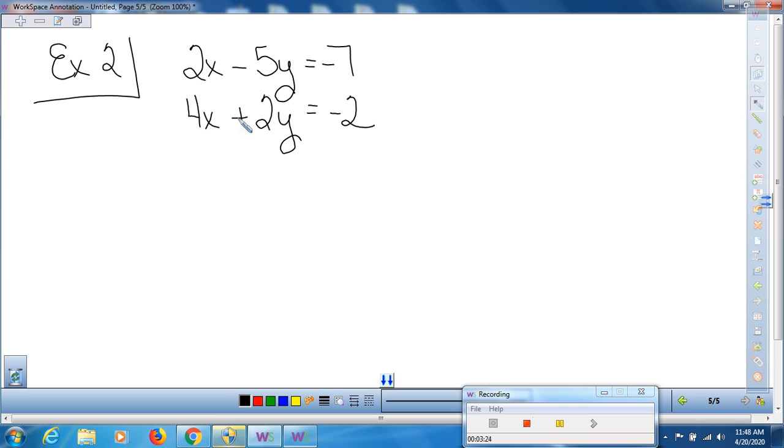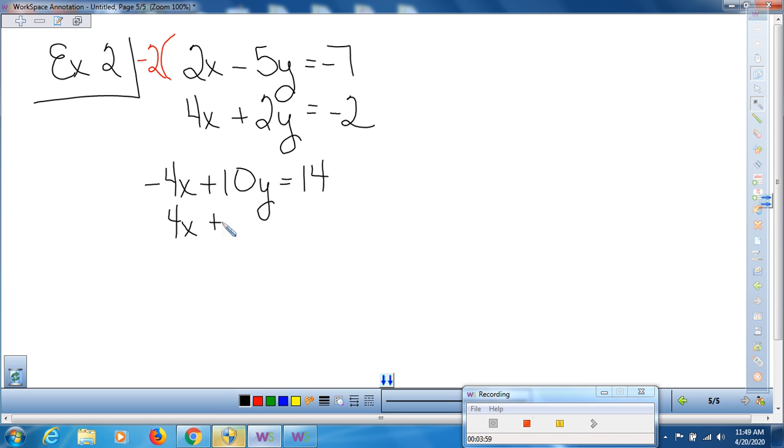Step 2, we need to get the same but opposite coefficient on one of the variables. You'll notice on the x's that one is a multiple of the other, so that's the easiest one for us to work with. We're going to multiply the top equation by negative 2. By doing that, we're going to be able to get the same but opposite coefficient on our x's. So here we go. Negative 2 times 2x is negative 4x. Negative 2 times negative 5y is positive 10y. And negative 2 times negative 7 is positive 14. Second equation is going to remain the same.